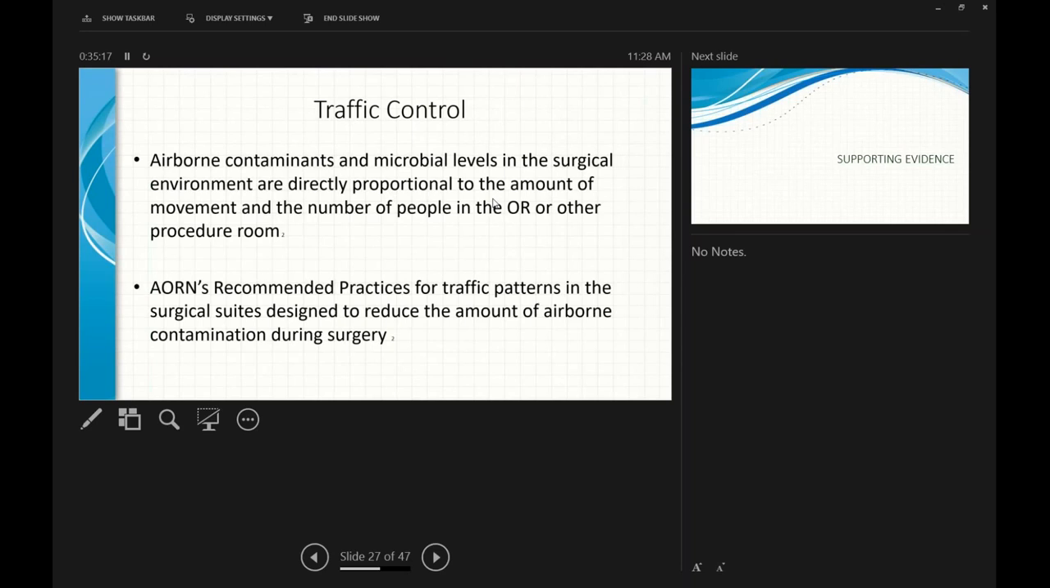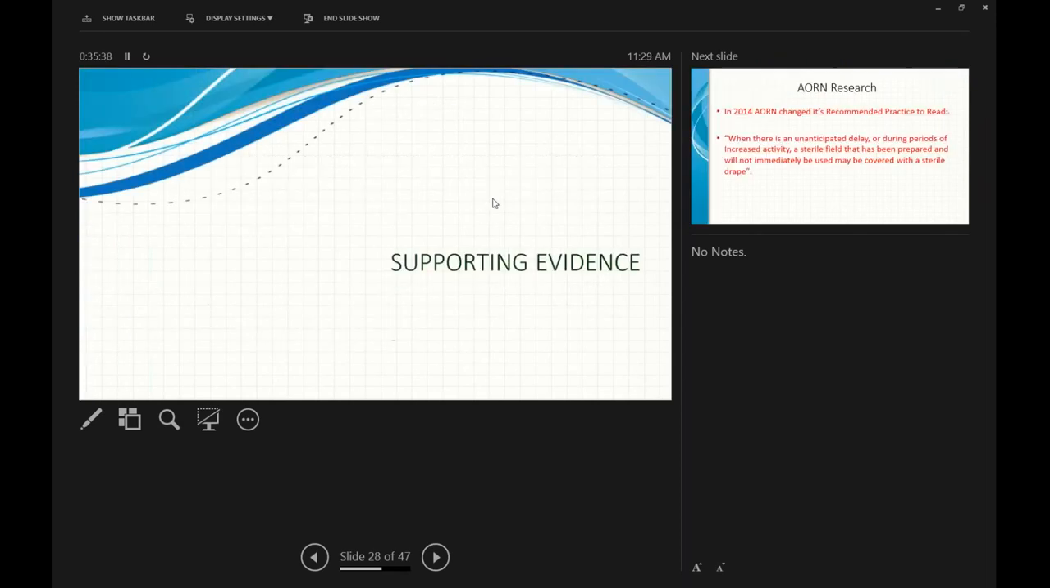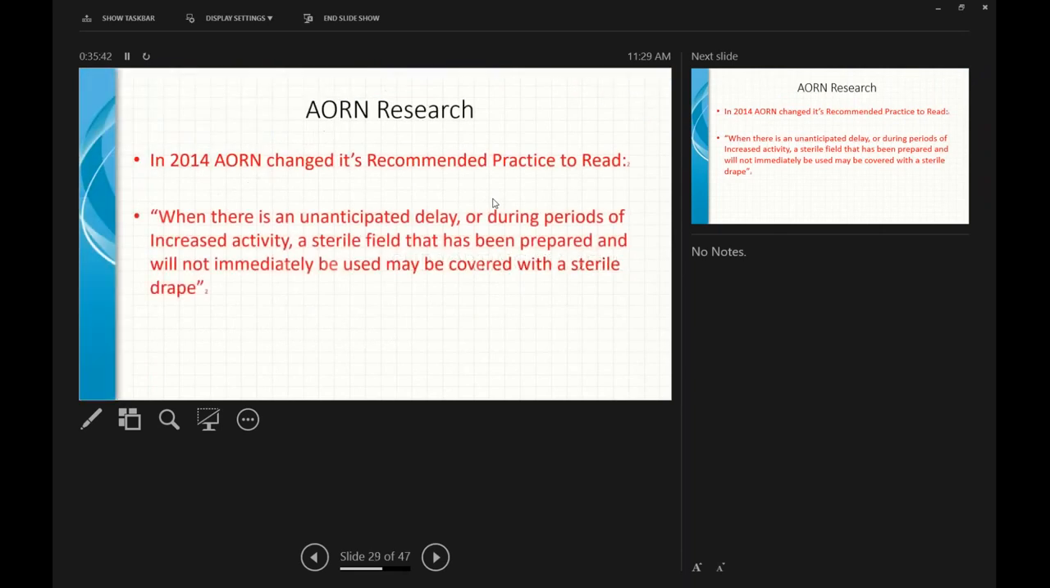And your traffic control, airborne contaminants and microbial levels in the environment are directly proportional to the number of people coming and going in your room. AORN's recommended practices for traffic patterns is worth reading and following. I know sometimes you can't control your traffic. So this is what this is all about too.